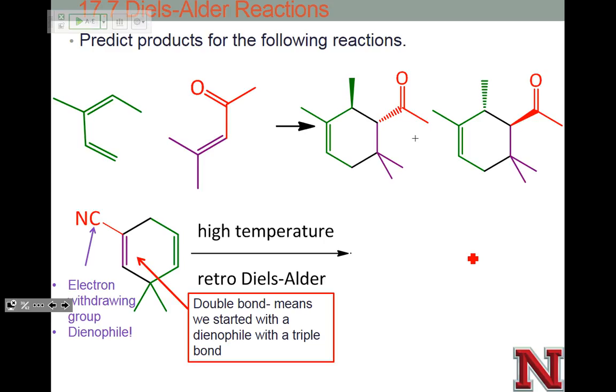And since we have a double bond, that means we have to start with a triple bond. So once we find our electron withdrawing group, we know these are the 2 new bonds formed, and we can draw our diene and our dienophile. Typically, again, our diene will have our electron donating groups on it, but that's not always the case. What is always going to be the case is our electron withdrawing group is going to be on the dienophile. If we only end up with 1 double bond, clearly those 2 carbons were part of the diene. But if we end up with 2 double bonds, we have to find our electron withdrawing group, because that's always on the dienophile. So we can't actually do the retro-Diels-Alder.